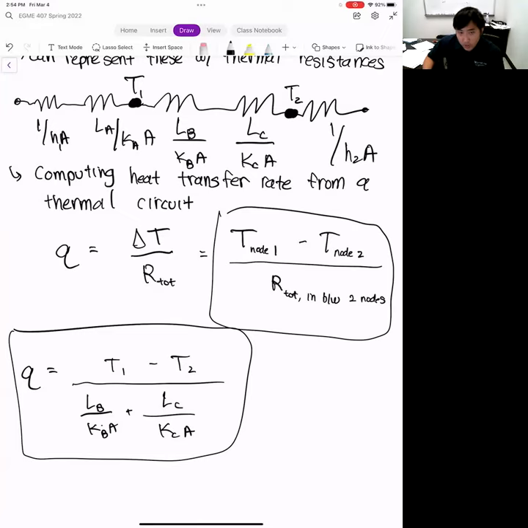And so that can work between any two nodes. Another important nuance for this formula is that for all of our cases we're only going to consider series circuits. This Q is going to be valid throughout the entire circuit.